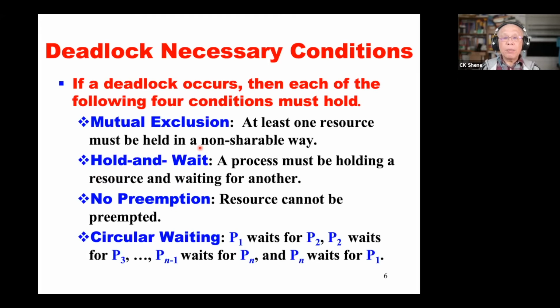In the 1970s, deadlock was a very hot topic in research. We have the following very important theorems. This is referred to as the deadlock necessary condition. It goes as follows: if a deadlock occurs, then each of the following 4 conditions must hold. Now, suppose we have condition A, condition B, condition C, and condition D. So this means if a deadlock occurs, then A and B and C and D must hold at the same time.